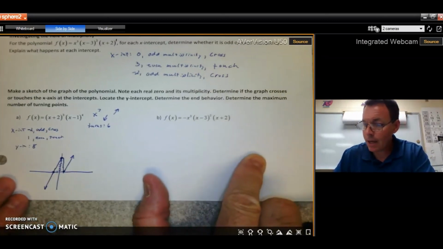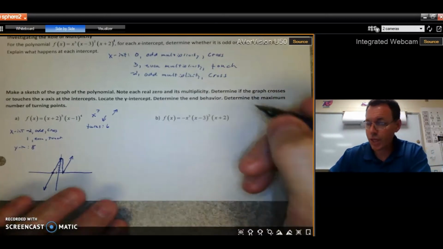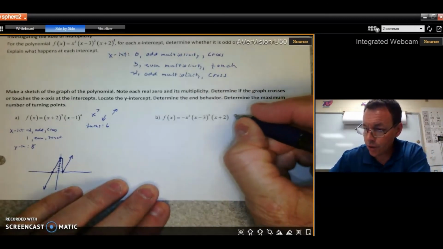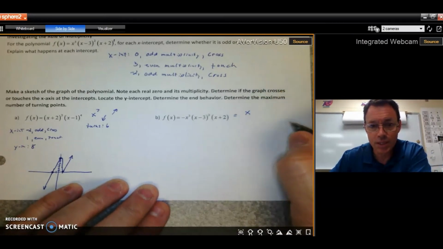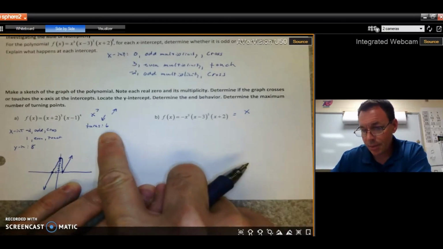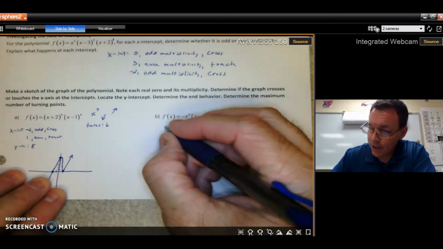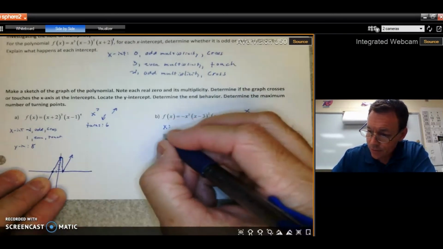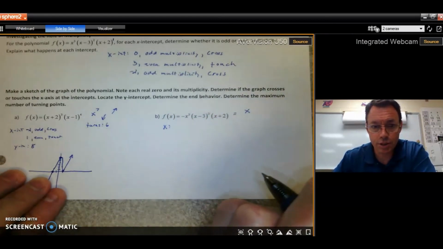Okay? B. Why don't you see what you can do with B? So again, figure out the overall degree of what this thing would be, x to the what power, because that's going to tell you what the ends should do. You could figure out what's the maximum. Notice this did not turn 6 times. It only turned twice. Okay, figure out your x-intercepts. And then what it's going to do with those x-intercepts, cross or touch.